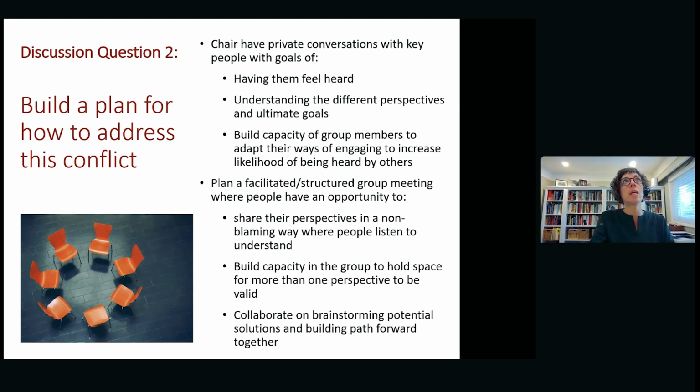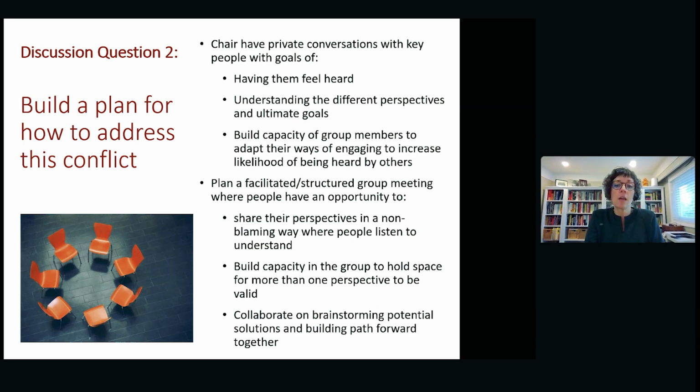that the person engaging in these conversations takes some time to understand the different perspectives and find out something about goals, like what do people want to see happen? And then the idea would be to maybe build some capacity from the group to adapt the ways they're engaging to increase the likelihood that they're going to be heard by others.